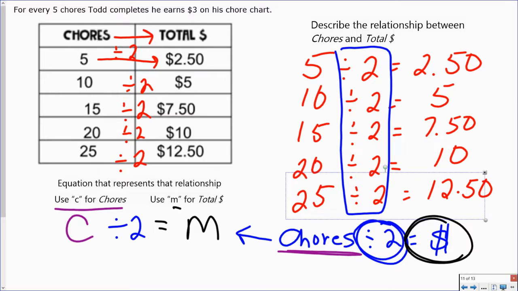Or I could write it this way. I could have C divided by 2 equals M. So my amount of chores, which is C, divided by 2 gives me my amount of money, which is M. So my equation is C divided by 2 equals M.